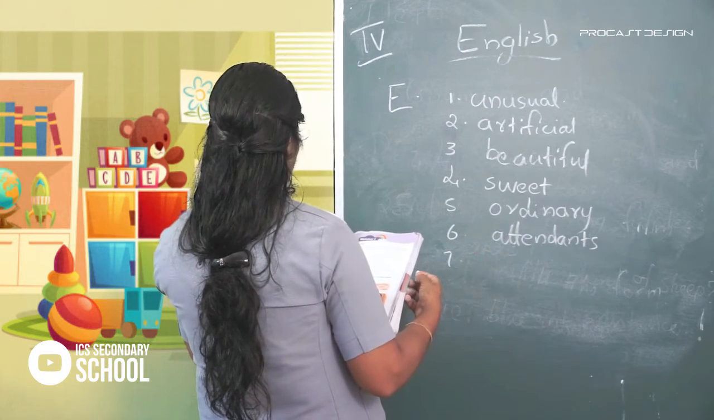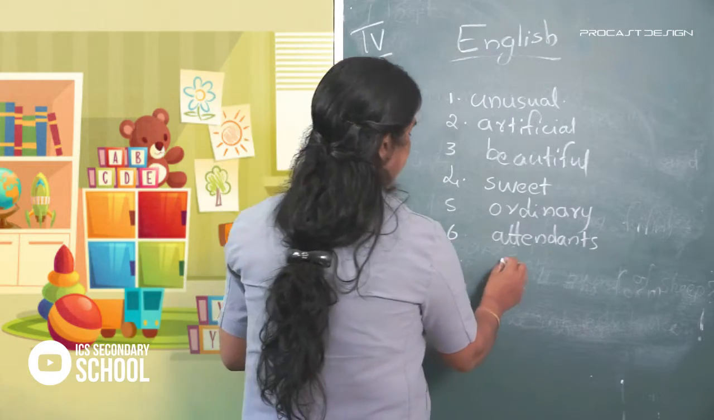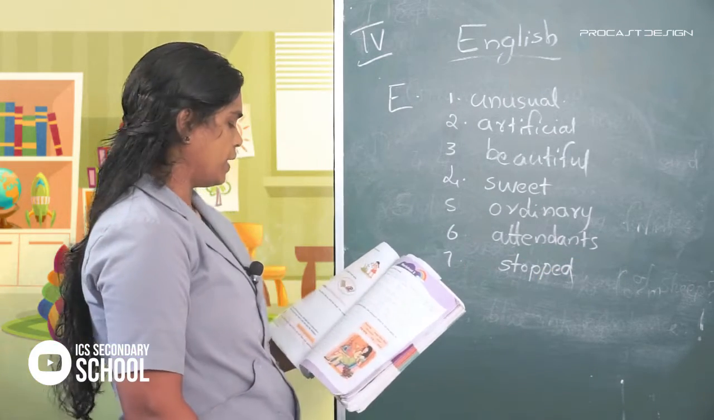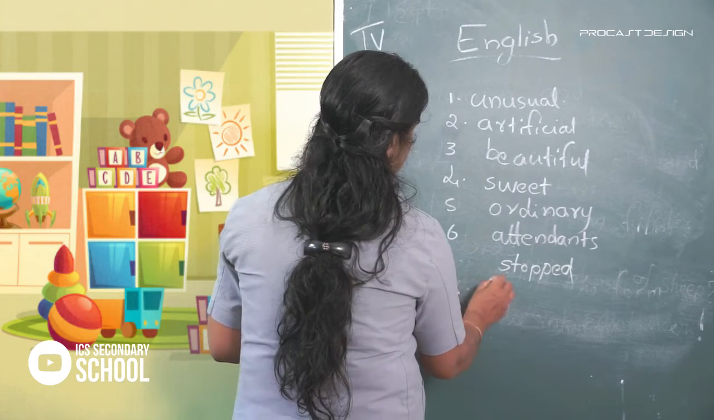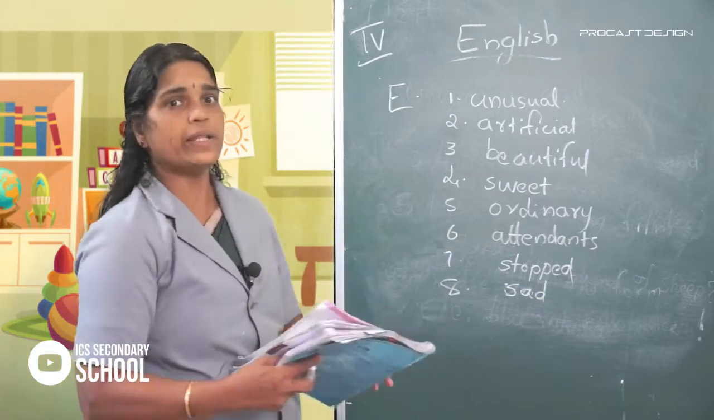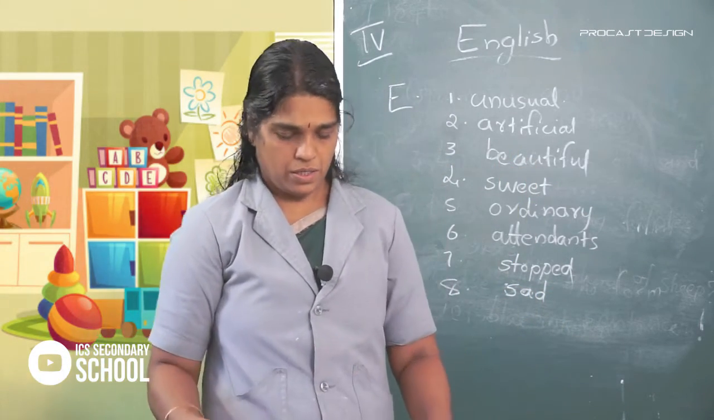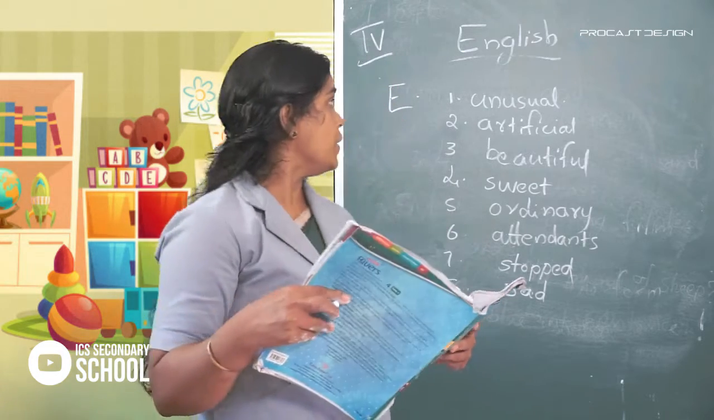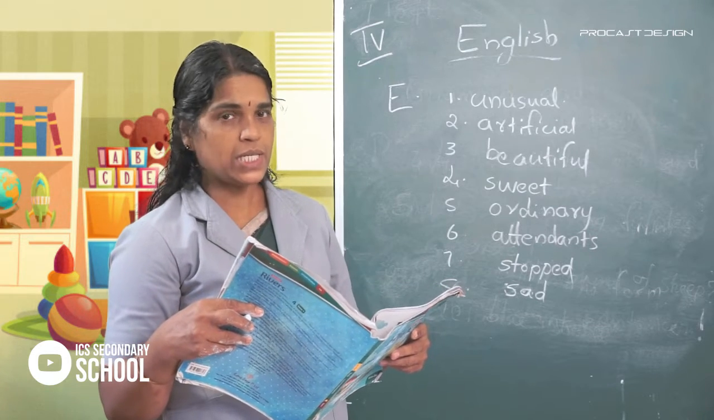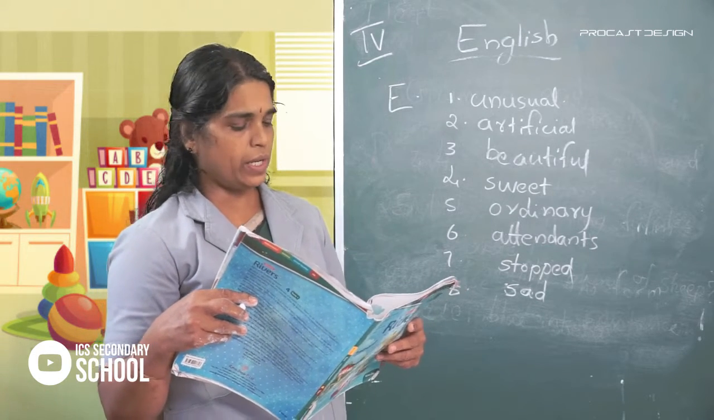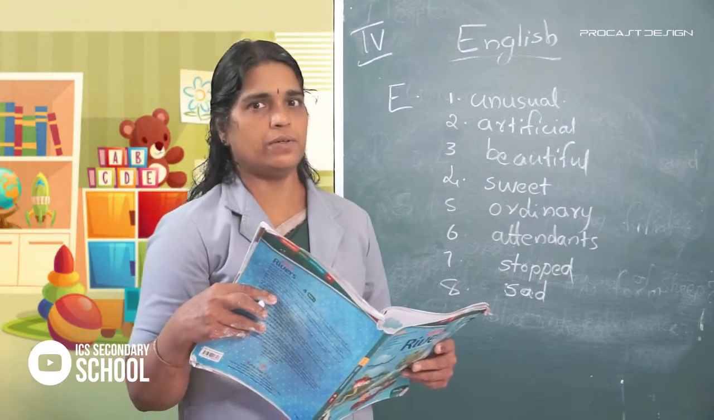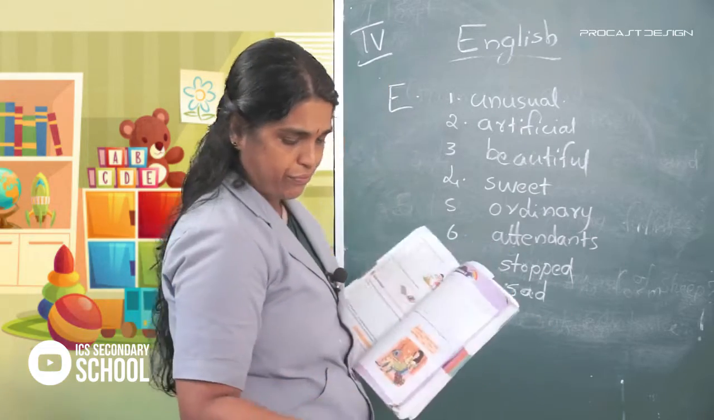Seventh one, entered, stopped. Okay. Unhappy, sad. Okay. Then you should write the meanings of these words. First one, strange, unusual; unreal, artificial; pretty, beautiful; melodious, sweet; usual, ordinary; helpers, attendants; entered, stopped; unhappy, sad. Okay.